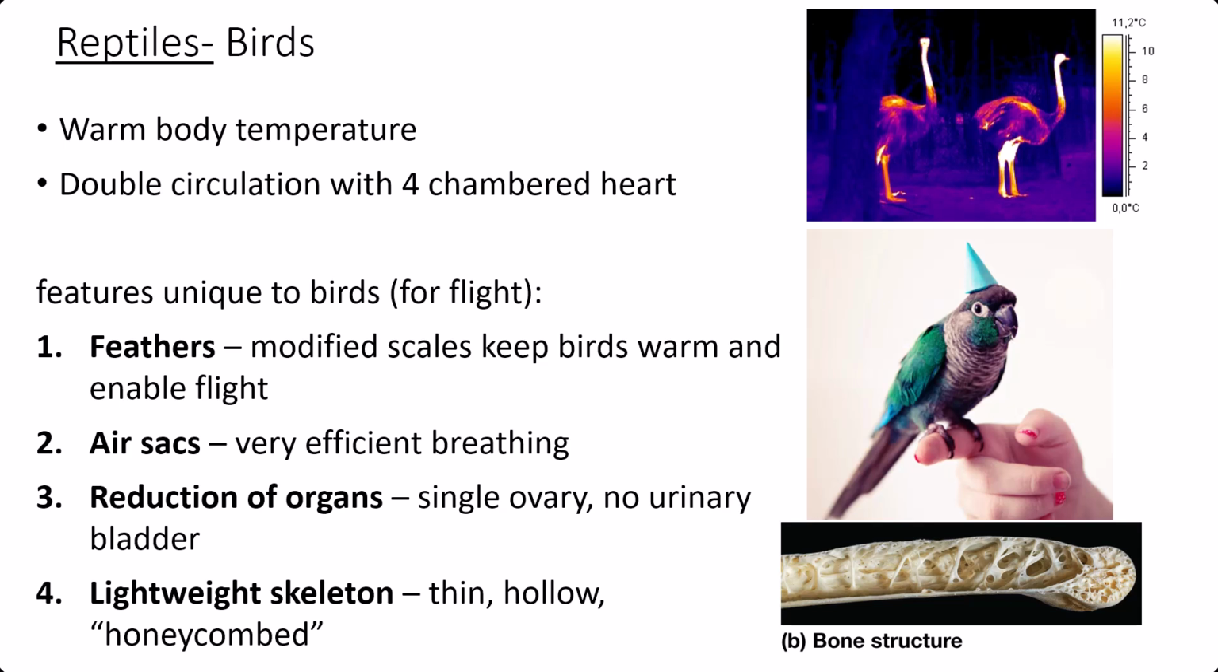They have feathers, which evolutionarily they're modified scales. They also have air sacs for very efficient breathing. They often have reduction of organs, like they have a single ovary, and they don't have a urinary bladder. And they have a lightweight skeleton. Oftentimes it's kind of described as hollow, but it's not hollow like a straw. It's more of this like honeycomb structure here. So they have more lightweight skeletons.